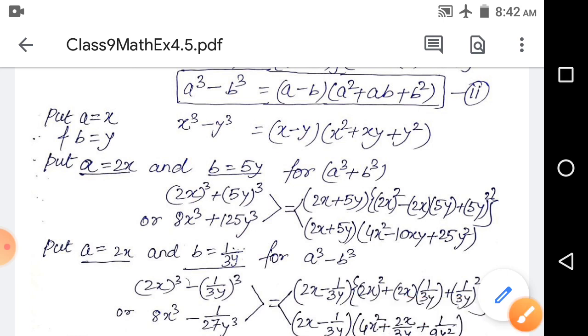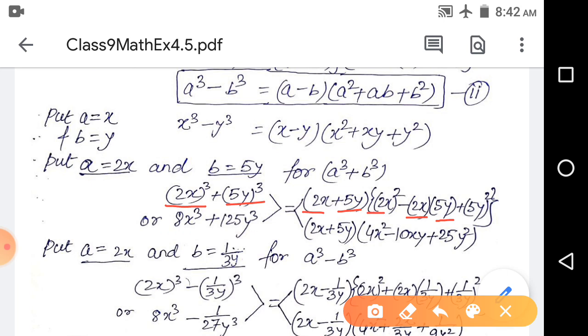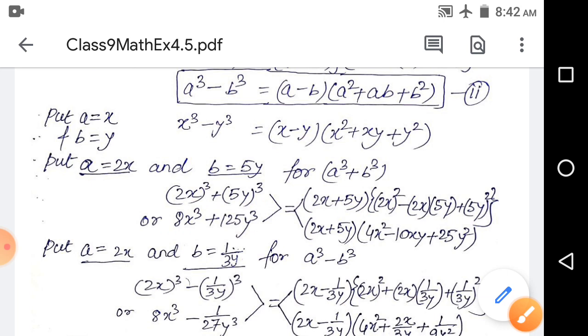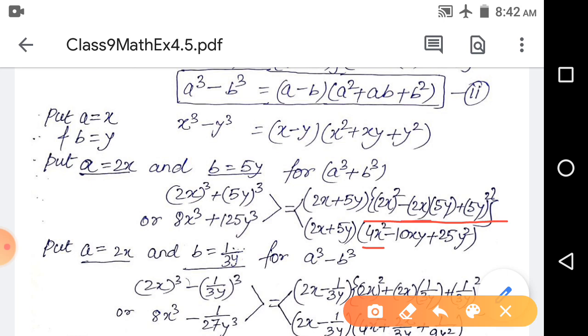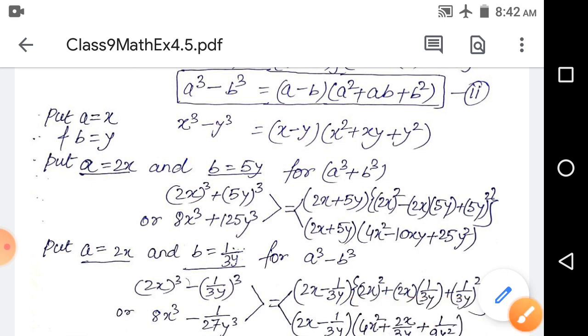And the right hand side of the formula after factorization, see it is a cube plus b cube, so it can be written as (a plus b) into (a square minus ab plus b square). In the place of a it is 2x, in the place of b it is 5y. Now after solving only this bracketed term, for (2x) square it is 4x square, 2x into 5y it is 10xy, see you can easily understand, and for (5y) square it is 25y square, because 5 square is 25.